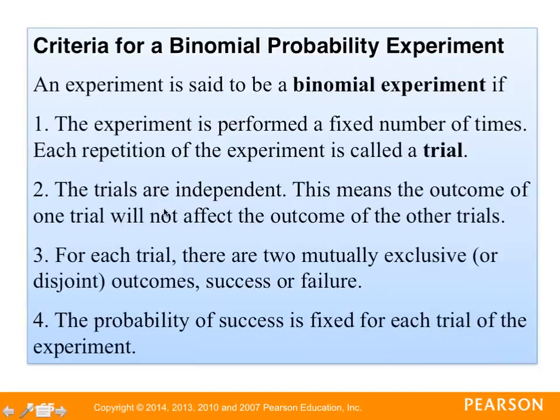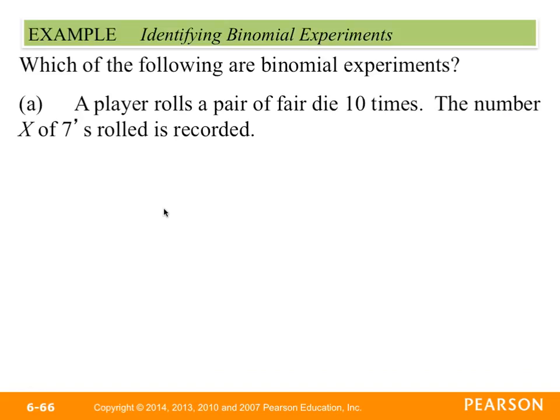In addition, for each of the trials, there are 2 mutually exclusive or disjoint outcomes. So there's either a success or a failure. So it's nowhere in between. It always has to be either success or failure. And then the probability of success is fixed for each trial of the experiment. So we want to know which of the following are binomial experiments.